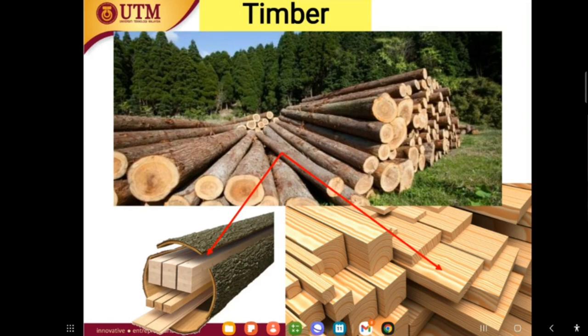Timber, I know you all already know, is from trees. When we have a tree and cut it into a log, this is what we call a log. Once we have cut it from the tree, this is what we call a log. And then the log will go for lumber. This is lumber, and we will talk about this one by one later on.